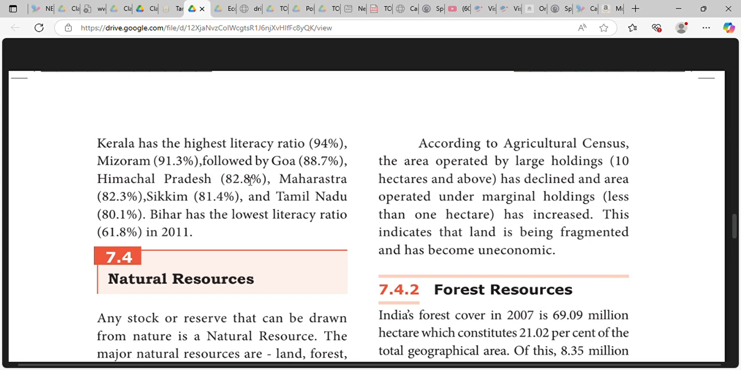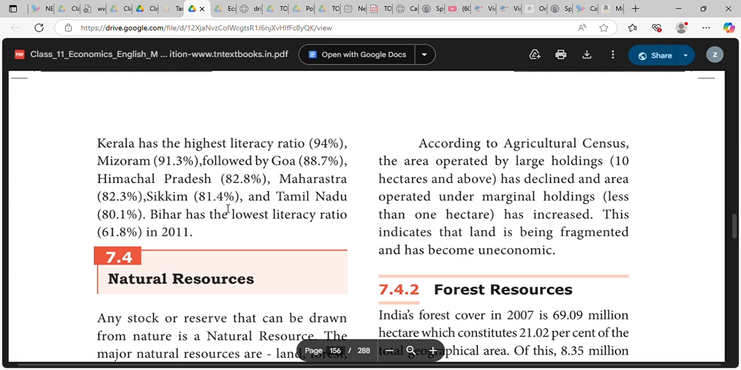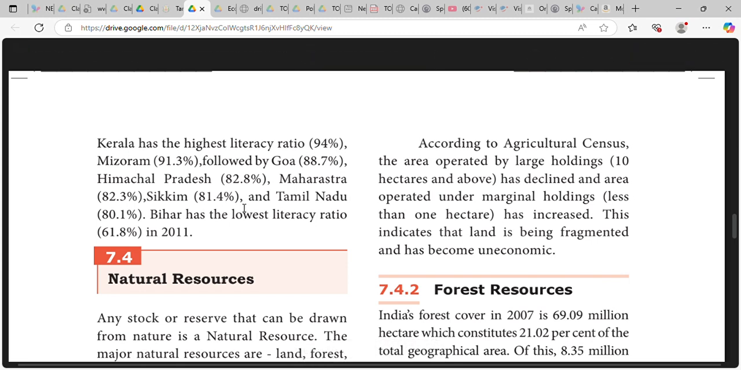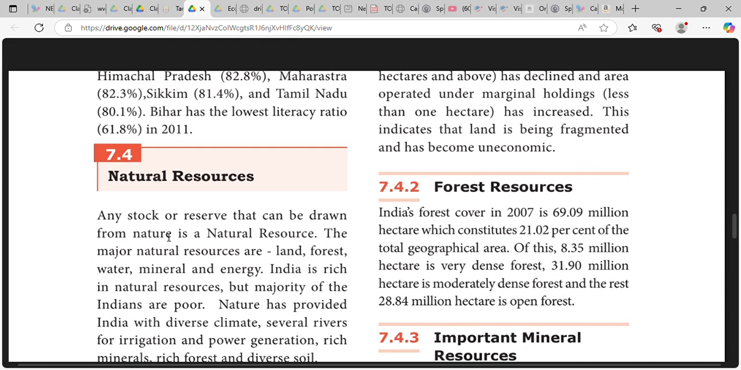Kerala has the highest literacy ratio, 94%, Mizoram 91.3%, followed by Goa 88.7%, Himachal Pradesh 82.8%, Maharashtra 82.3%, Sikkim 81.4%, and Tamil Nadu 80.1%. Bihar has the lowest literacy ratio, 61.8% in 2011.